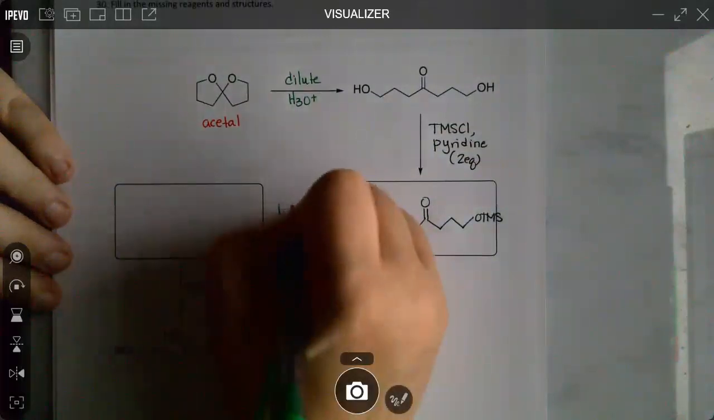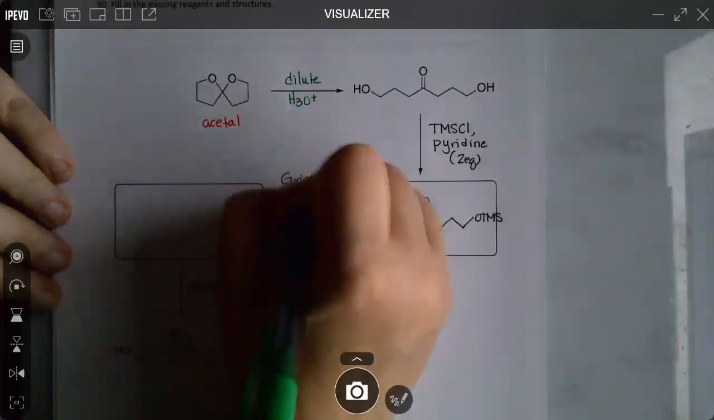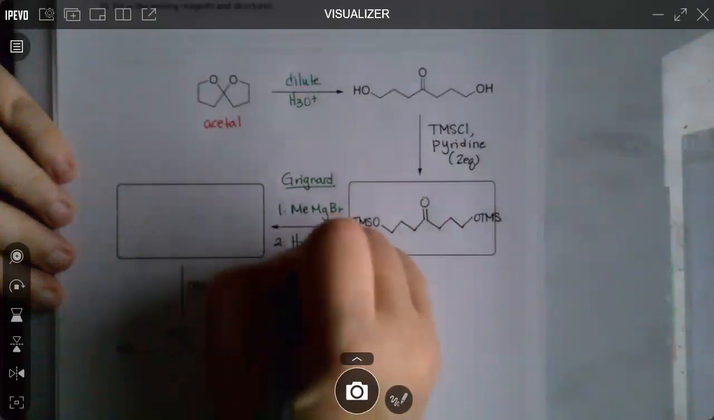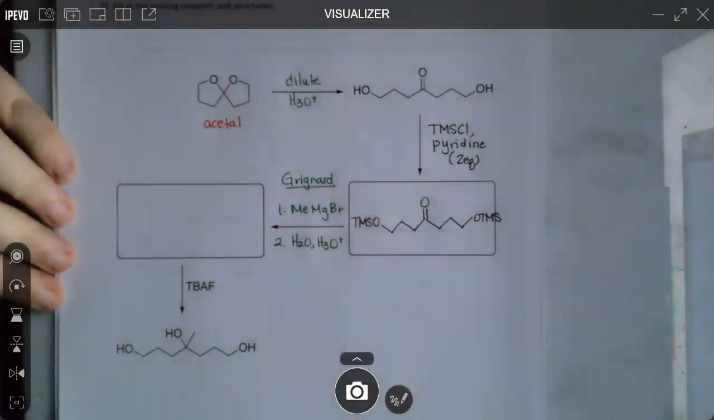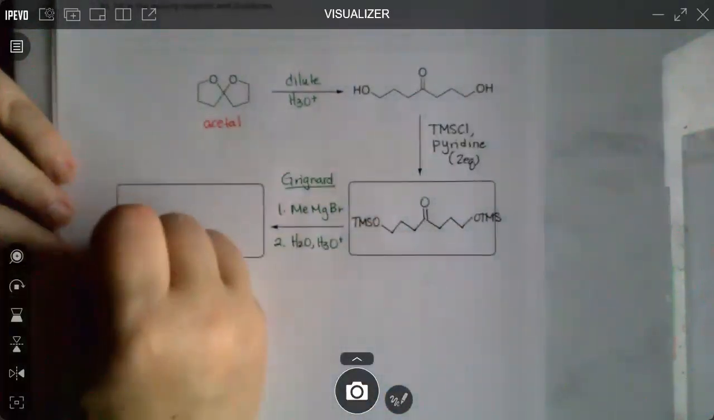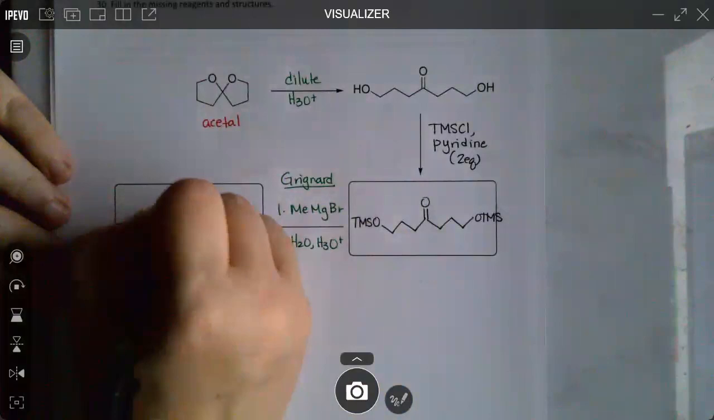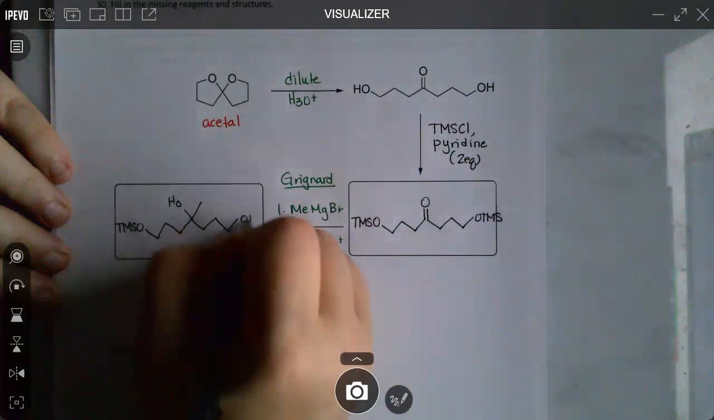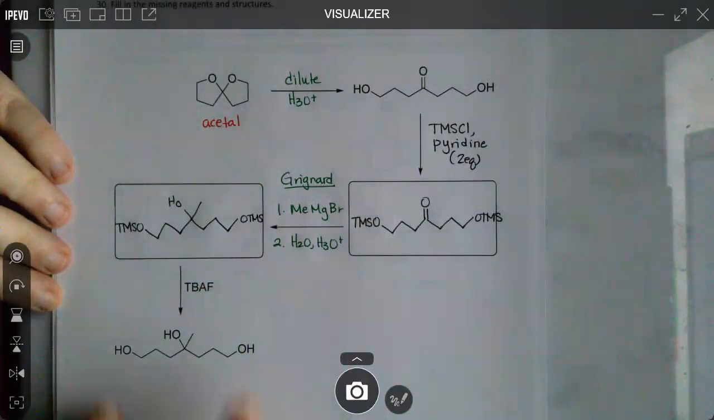So we can treat this with methyl magnesium bromide, right, to do our Grignard, followed by water or dilute H3O+. Grignard reactions form alcohol products, so we'll get this tertiary alcohol. And then TBAF will deprotect those TMS groups to go back to the alcohols.